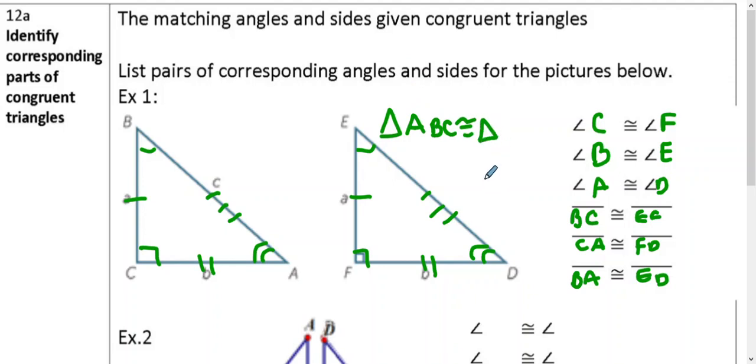We need everything to be in the same spot. So if we start with angle A on this side, we're going to start with angle D on our new triangle. And angle B is congruent to E, so that's going to go next. So we're getting here DE, we're comparing C to F. So we have triangle ABC is congruent to triangle DEF.